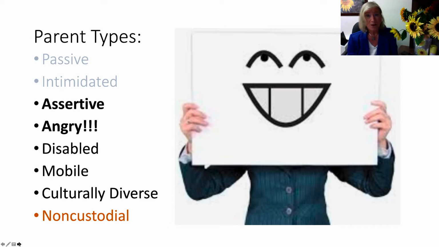The next type of parent you may encounter is the mobile parent. I call them mobile parents because they move frequently. A parent who moves frequently needs to know the services that are provided when they come into your school, stay for a few weeks, and then are ready to leave. Well, they need to know any services or anything that you've done for their child. You need to make sure that documentation is provided for the parent to take to the next school.